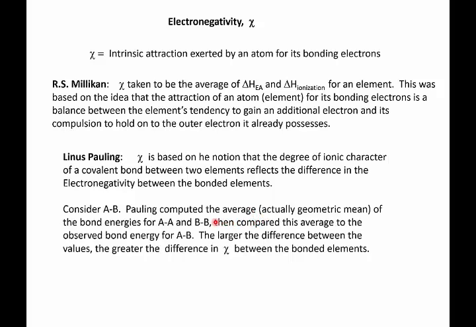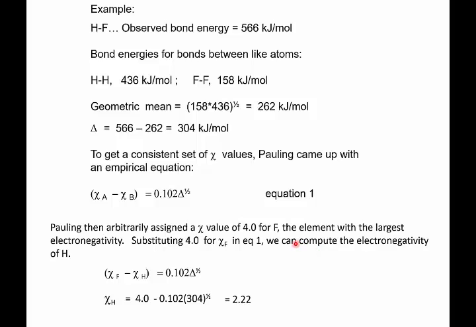All right. He took that average and compared that to the actual observed bond energy for AB. The idea is this: the larger the difference between these values, the greater the difference in electronegativity between the bonded elements. This is going to be much clearer with a specific example. Let's take the diatomic molecule HF, H covalently bonded to F. The observed bond energy is 566 kilojoules per mole. That's, of course, the energy required to completely break that HF bond.